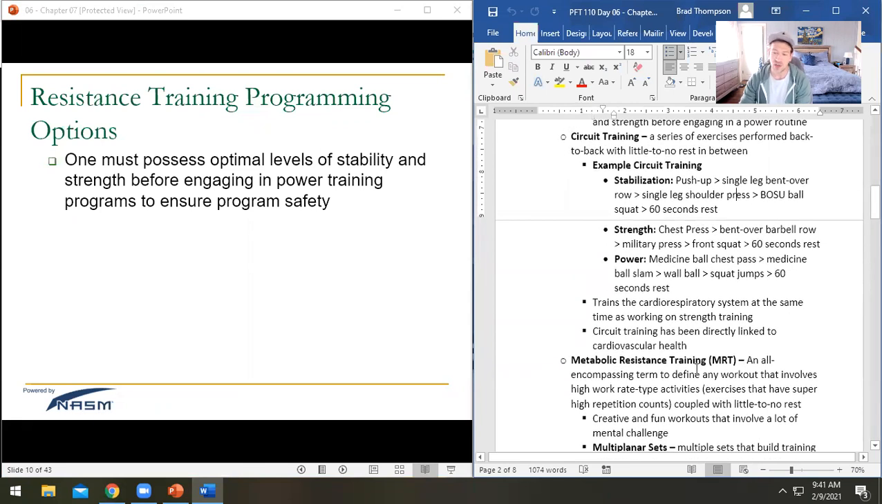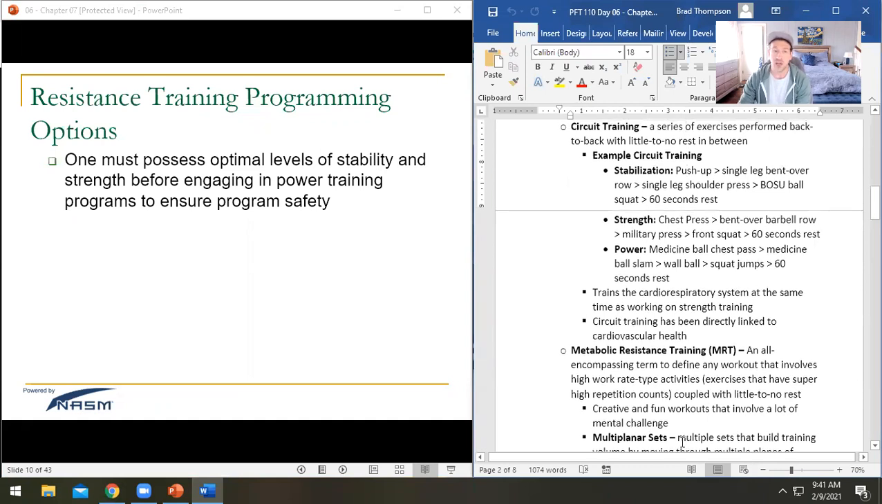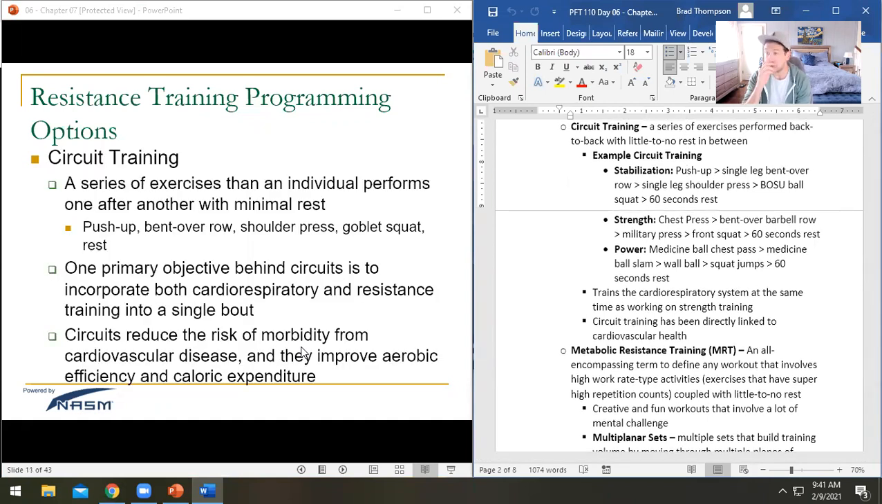Now, that was all single exercise selections, right? But what about how we arrange these exercises? Well, one of the best ways to ensure that you are getting a massive calorie burn is to do what is called circuit training. Circuit training is a series of exercises that we perform back to back with little to no rest in between. So here's a really good example of a stabilization circuit, right?